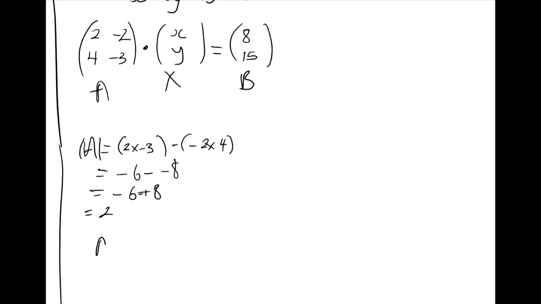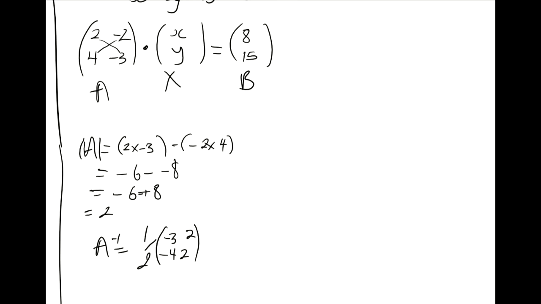So our inverse for A is going to be 1 over our determinant, which is 2, and that's going to multiply. Again, we're going to use the same numbers, but we're going to use them in a different way. So the 2 and the negative 3 will switch positions. So negative 3 goes up here and 2 comes down, and then the negative 2 and 4 will switch signs. So the negative 2 becomes a positive 2, and the positive 4 becomes a negative 4.